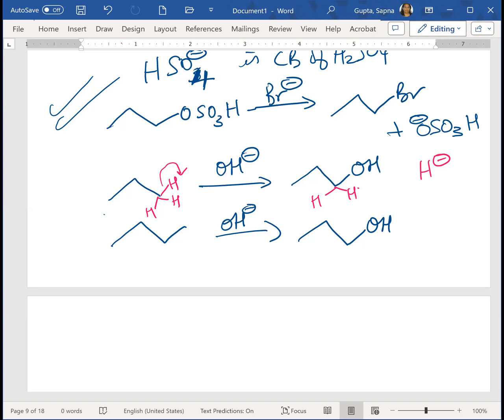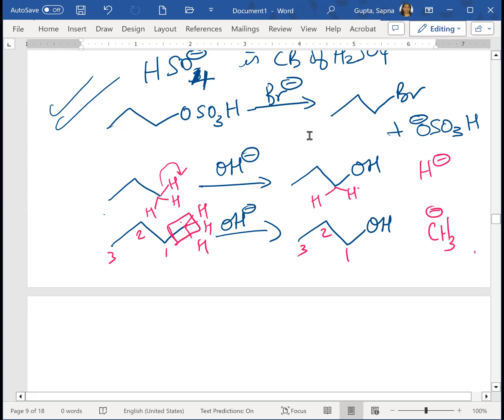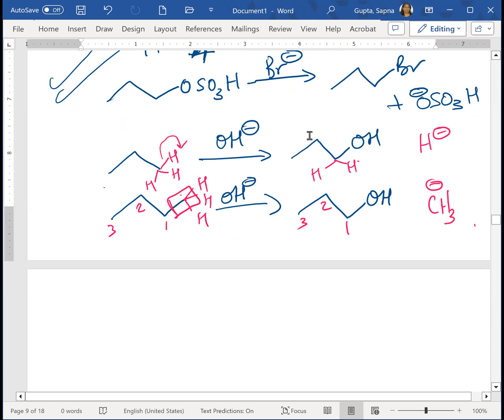In the bottom one, what's going on? If you see, I got rid of one of the carbons. So you have 1, 2, 3 carbons, and 1 carbon is gone, which means there were 3 hydrogens here. So it means that my leaving group is CH3 minus. So it's a carbon anion. That's the leaving group. So now the question is, is this reaction going to happen or not?